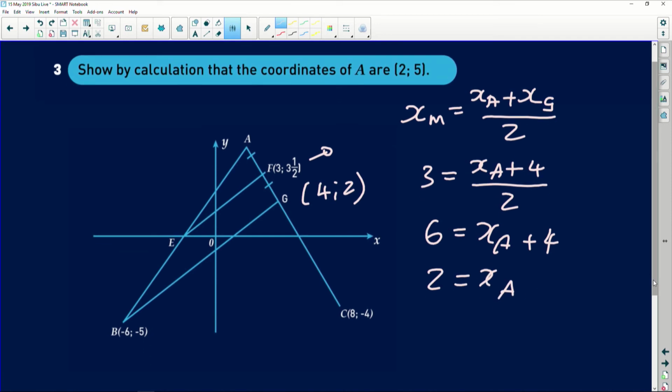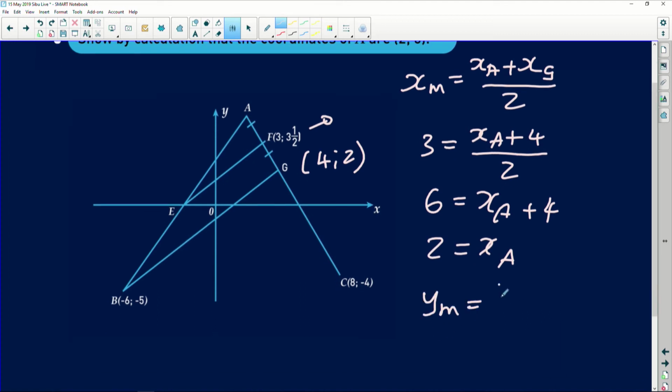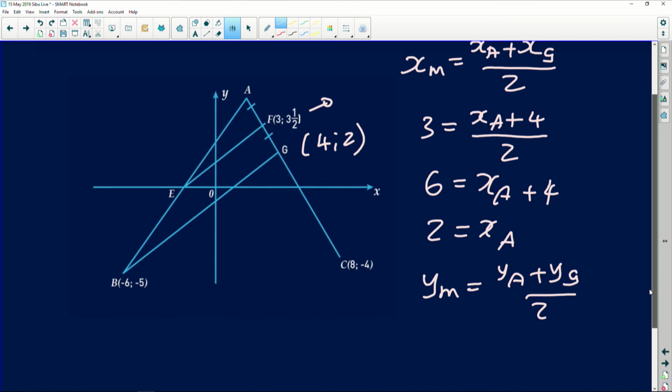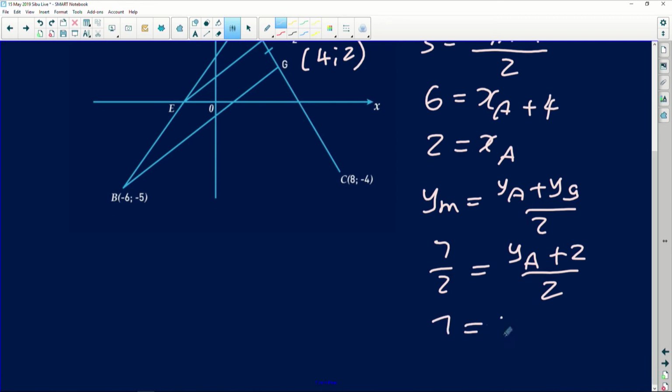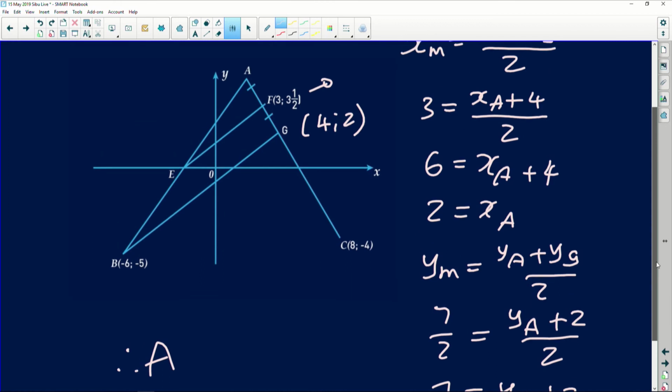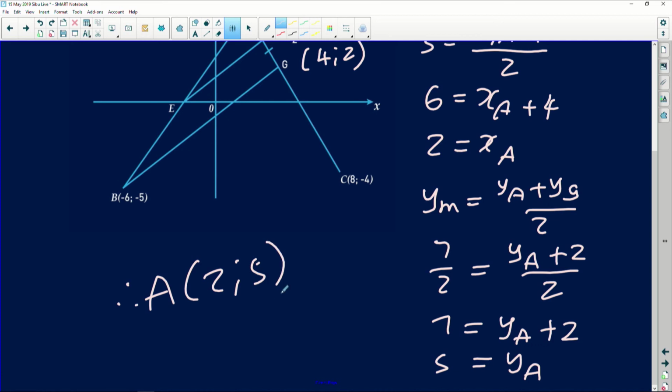And then the y coordinate, we are going to do the same thing again for the y value of A. The y value of the midpoint is y of A plus y of G divided by 2. Our midpoint has got a y value of 7 over 2. So I'm going to write that 7 over 2 equals the y value of A plus the y value of G, which is 2, divided by 2. If you simplify this by doubling both sides, you end up with 7 is y of A plus 2. Then you will have 5 as the y coordinate of A. Therefore, the A coordinates are exactly what they wanted us to get, which is the point (2, 5). We are going to get a value of 2 and a value of 5.